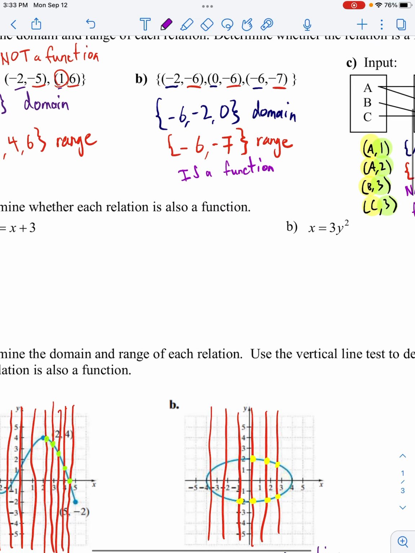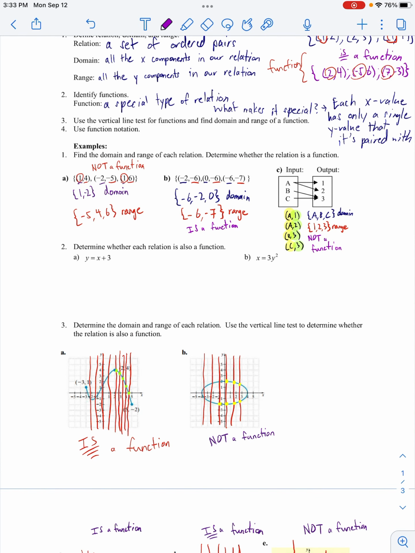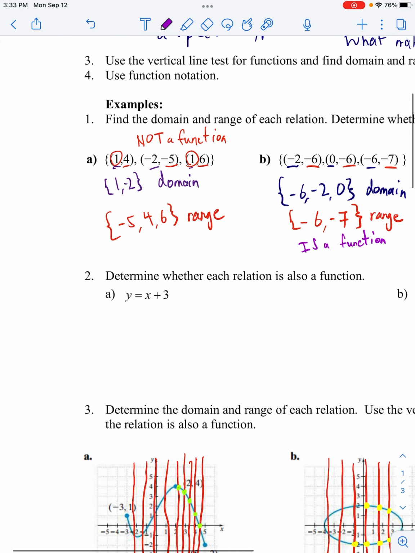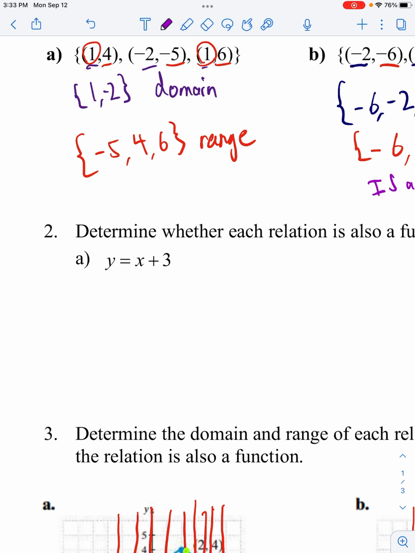Okay, let's come over here. So here's what we got so far. Hopefully, if you're not understanding, you can rewind it and that helps. Over here, let's determine whether each relation is also a function. So we have y equals x plus 3.